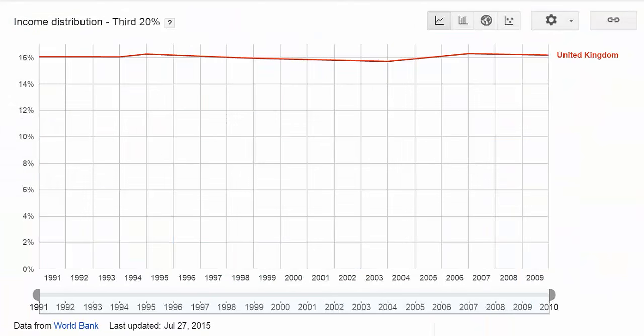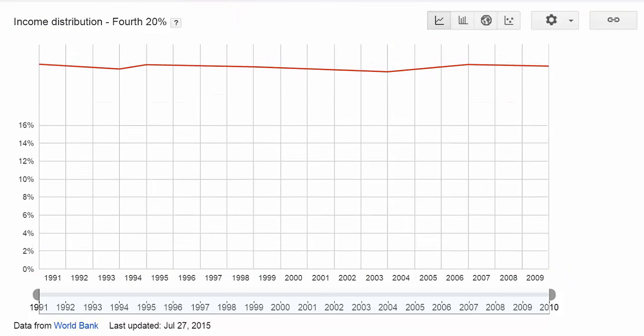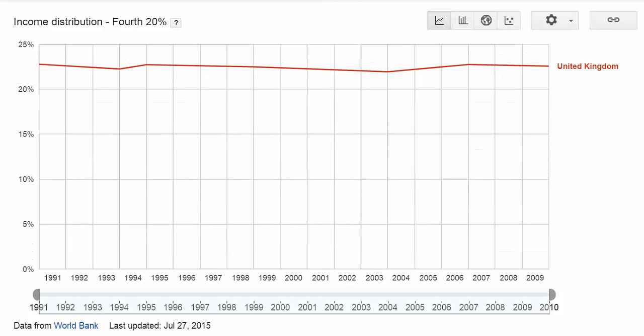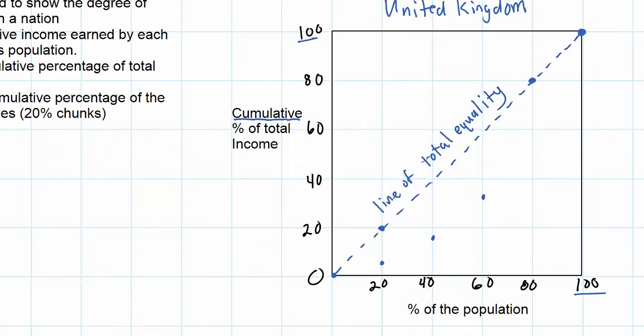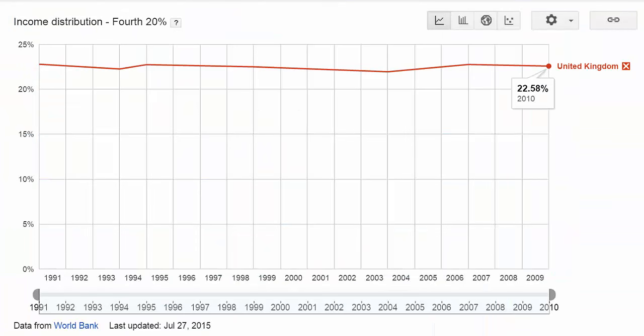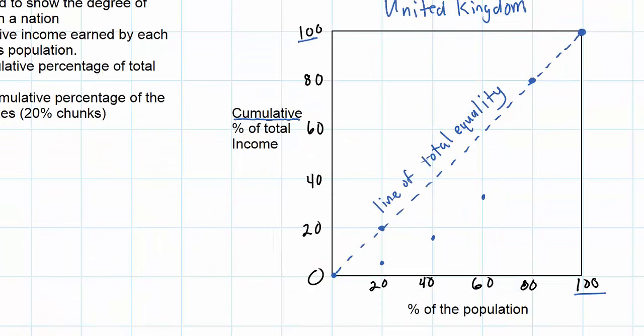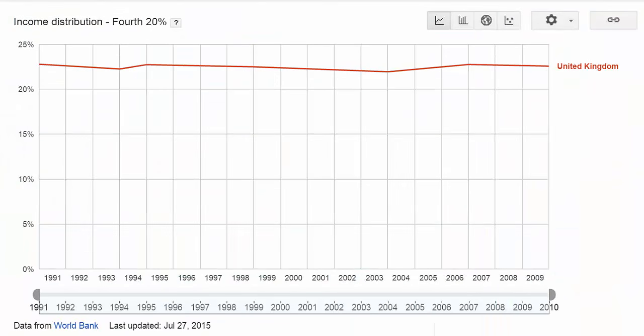Let's go look at the fourth 20%. Here we can see that the fourth quintile of British households alone earned around 22.6% of the total income. Adding that to the 33% earned by the lowest 60%, we end up with about 56% of total income earned by the bottom 80% of British households. That's going to put me right around here. And now we only have one more quintile to look up information for.